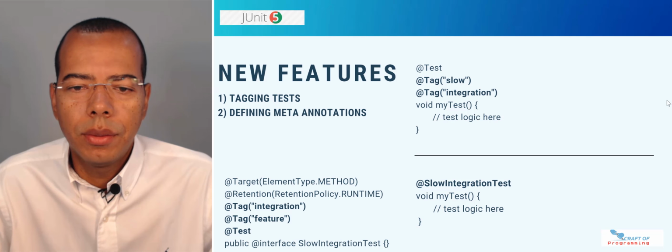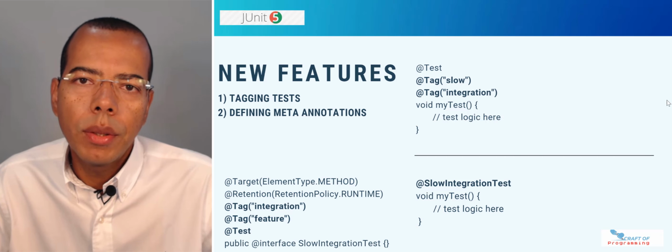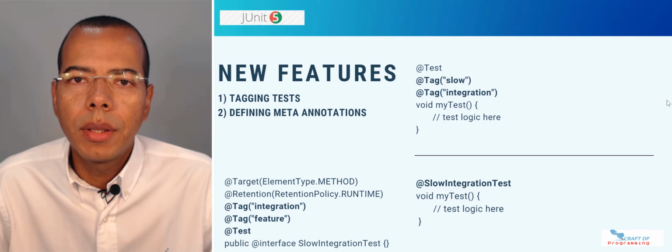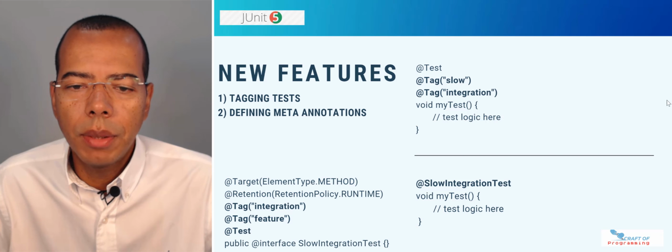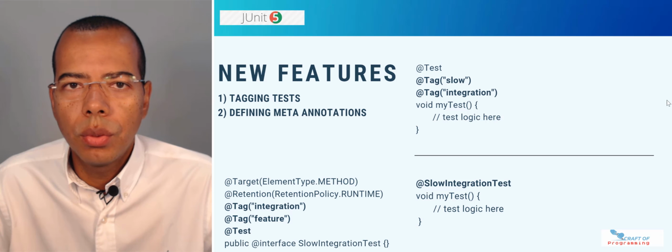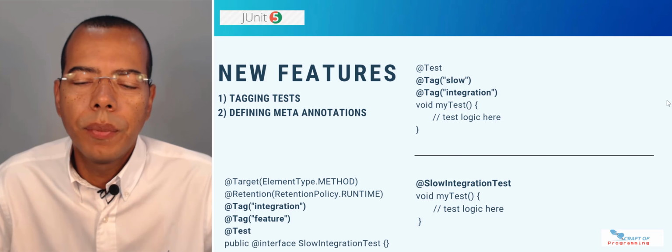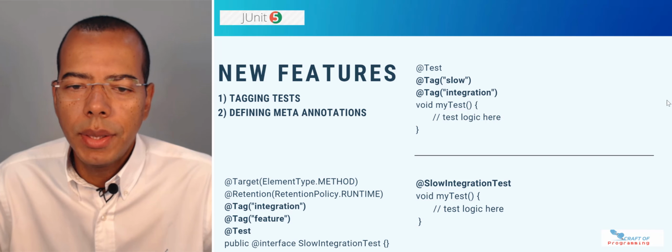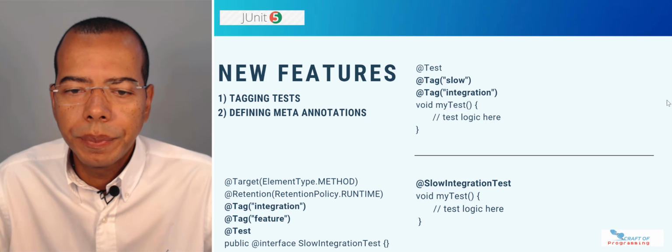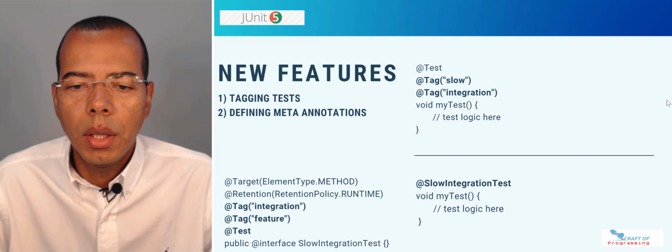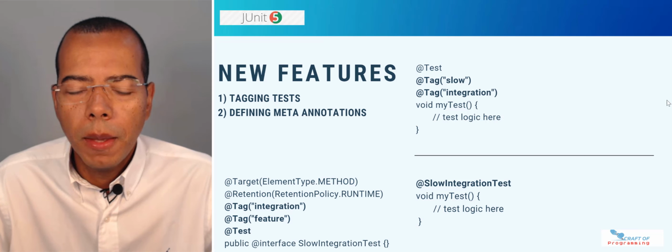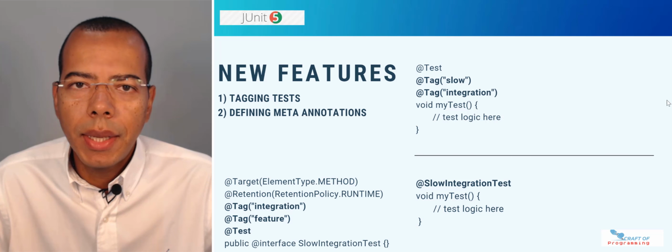So, tagging tests. In JUnit 4, you would use categories to do something equivalent, and this tag basically enables you to just pass a string, and that's how you would tag your tests. For example, here in my test, I am using the tag slow and the tag integration to tag this test. That's how I would tag this.